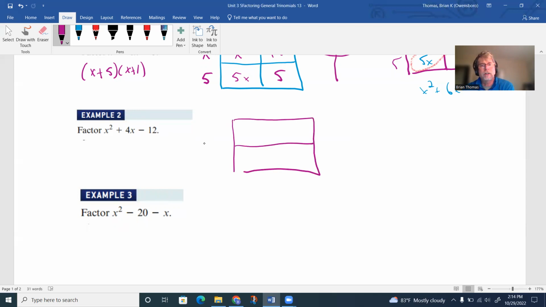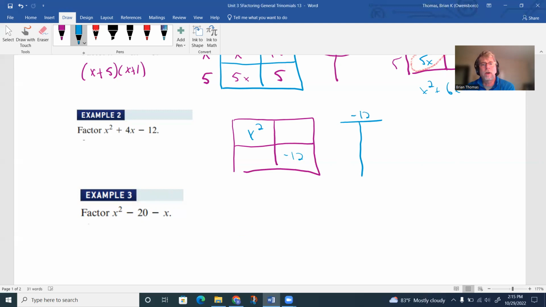So when we factor using the box, we start with the inside. The x squared, the quadratic term, goes in the top left. The constant, which is the negative 12, goes in the bottom right. That's our first move. But then what we focus on are the factors of the negative 12.